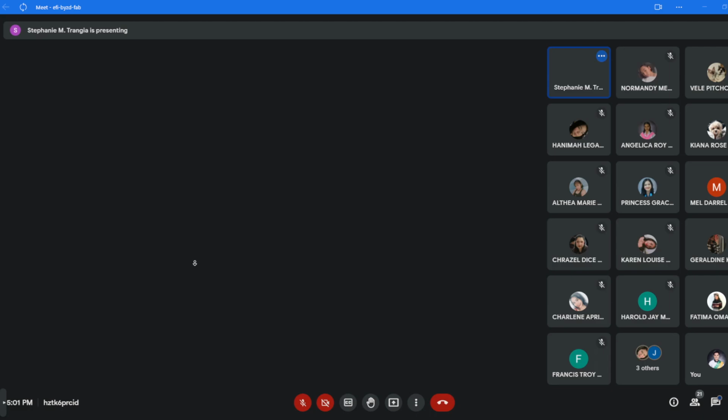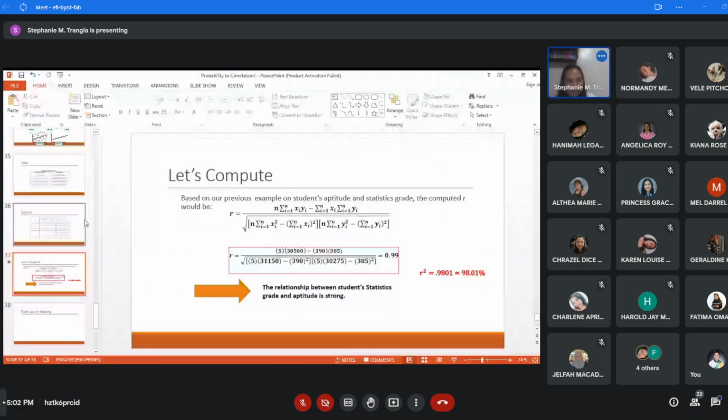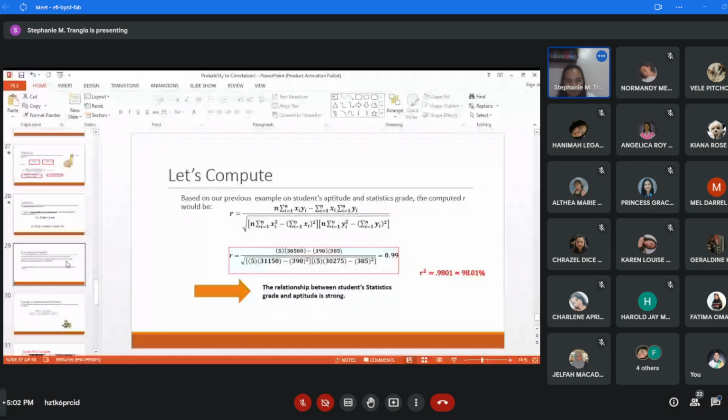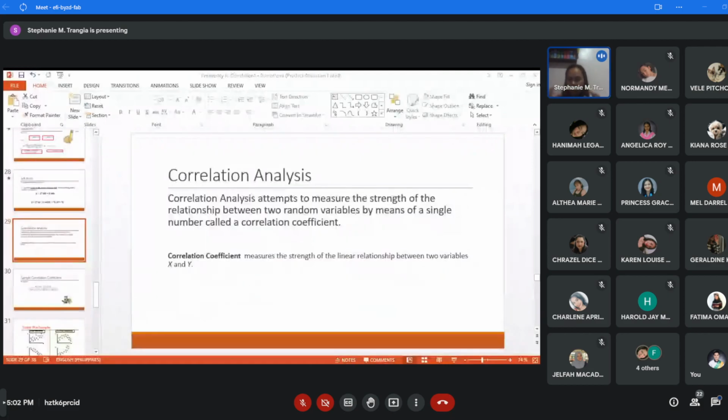So, we'll proceed now to correlation analysis. Class, regression analysis attempts to create a regression equation line. That regression equation line can aid us in predicting values of the dependent variable given values of the independent variable. Correlation analysis attempts to measure the strength of the relationship of the two variables by means of a single value.